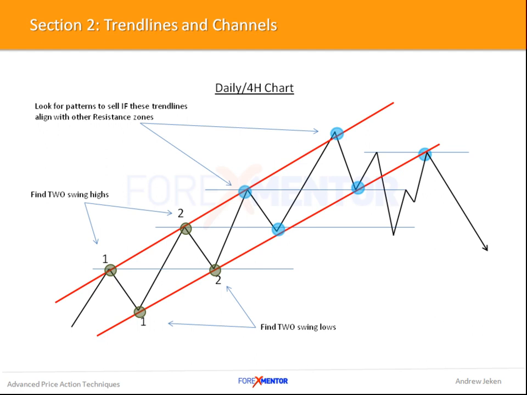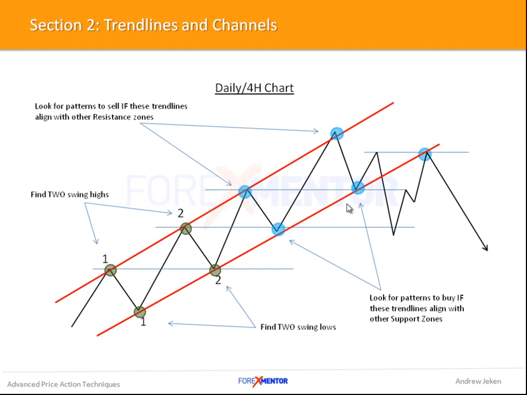So once again we're looking for patterns to sell if these trend lines or channels align with other areas or zones of resistance, and we're looking for patterns to buy if the trend lines or the channel at the bottom of the channel lines up with other areas of support. So in this instance, you see how we had this area of support, horizontal support, and the low area of the channel line or the trend line lining up gives us a nice confluence.